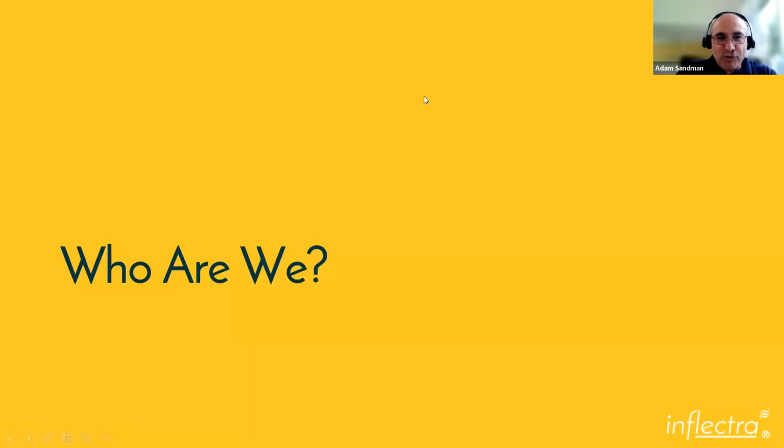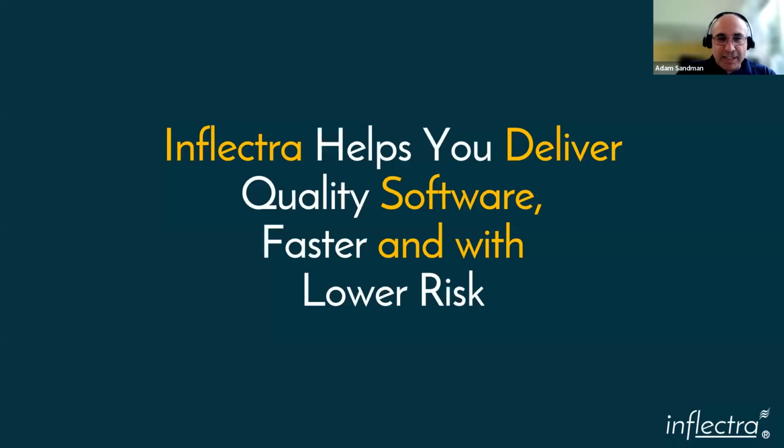Okay, so first of all, for those who are not familiar with Inflectra, let me give a little background as to the company and an intro into SpiraTeam and how it can help you transform your quality assurance. Well, as a company, Inflectra, we are committed to helping you deliver quality software faster and with lower risk. And I particularly like to mention the quality and faster because we believe at Inflectra that there shouldn't necessarily be a trade-off between quality and speed.